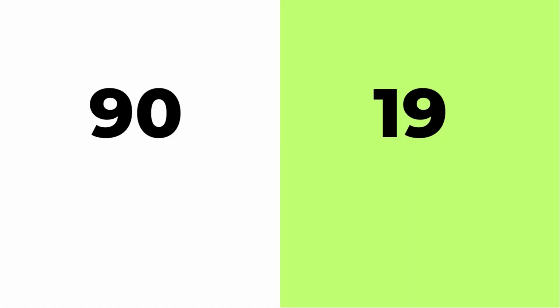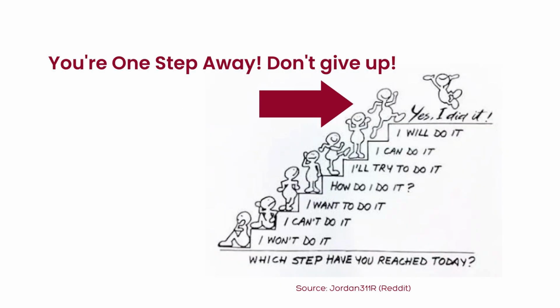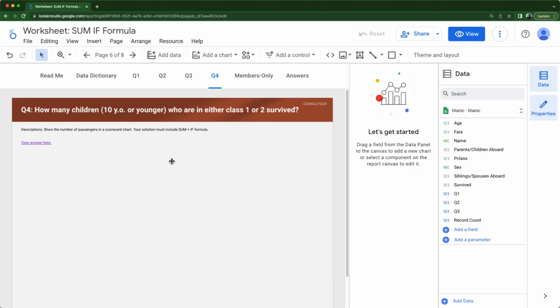If you get 19, congratulations, you have grasped this concept in and out. For those who get 90, you are actually just one step away. But first thing first, let's translate the rules and put them into the formula.